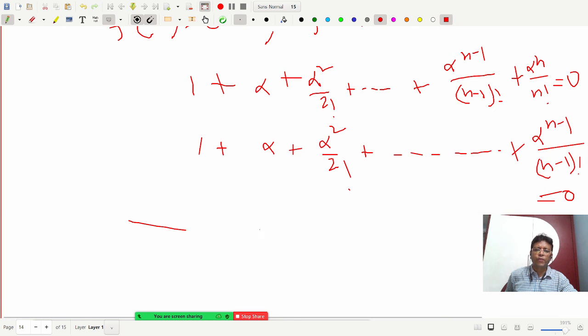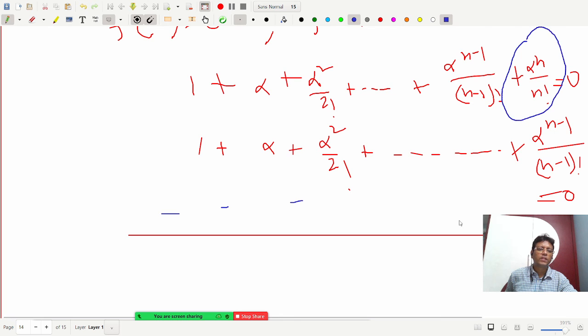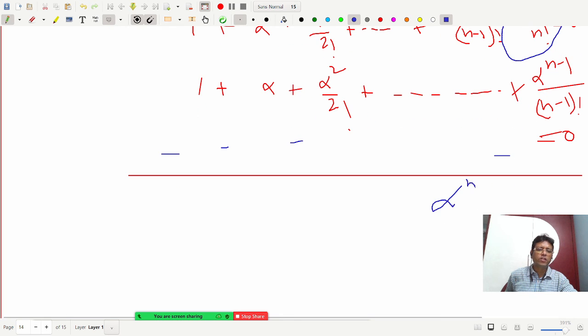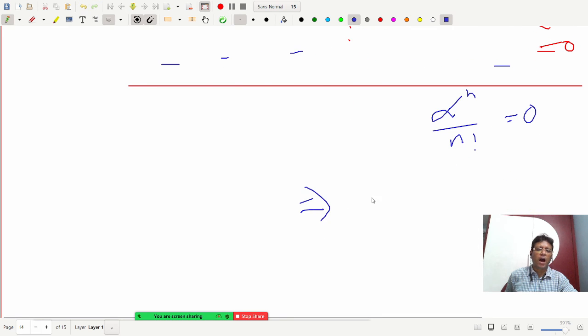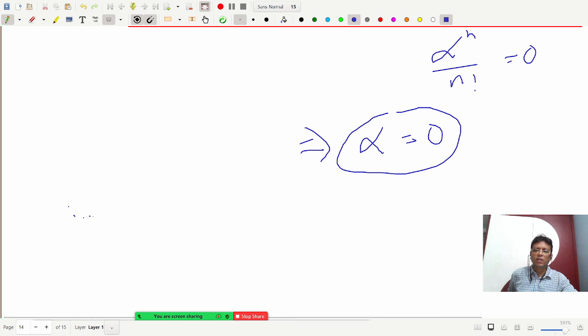So if you subtract these two, all the terms get cancelled, all the terms except this term. So you have, if you subtract this 1 minus 2, it will give you this, and that concludes that alpha must be 0. That is, 0 is a root of that equation. That is, the conclusion is that 0 is a root of the given polynomial equation.